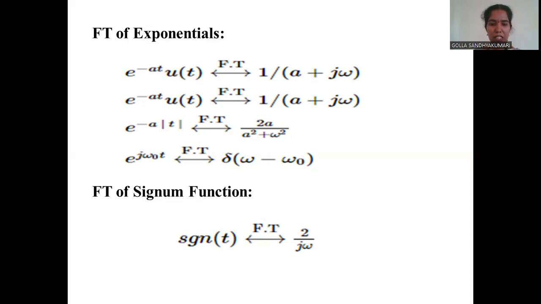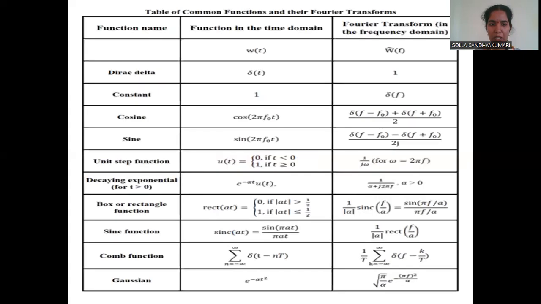Next, Fourier transform of the signum function. The signum function is sgn of t. If you apply the Fourier transform to this signum of t function, you will get 2 by j omega.